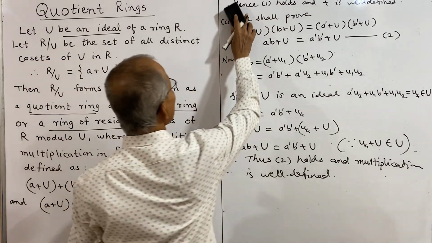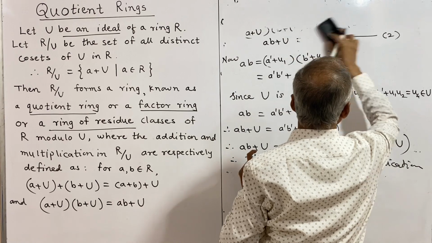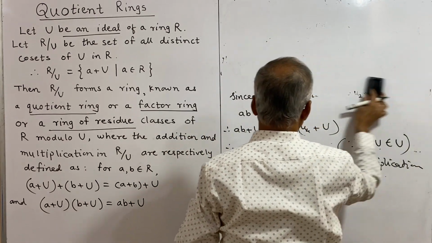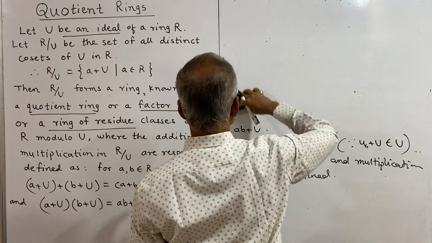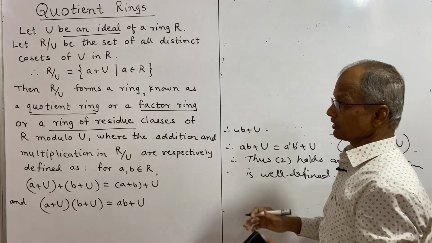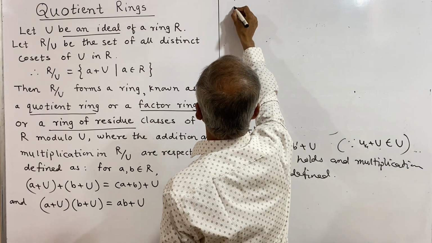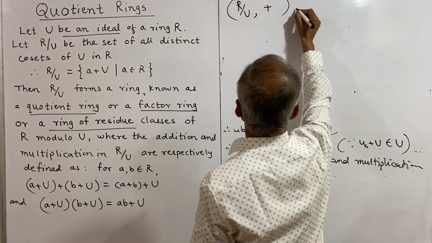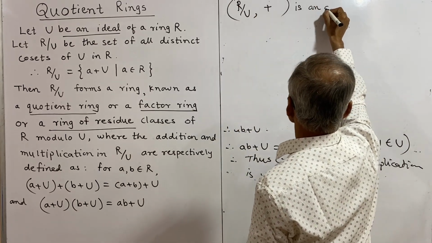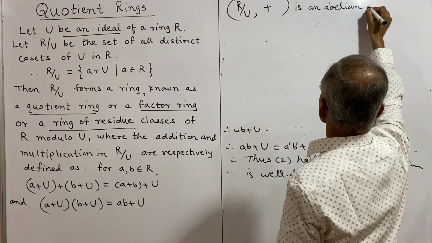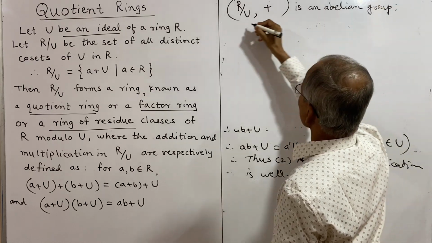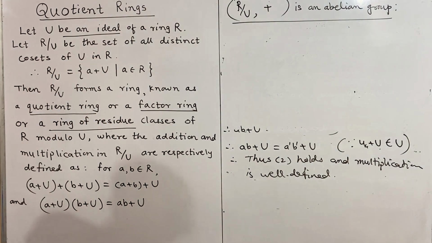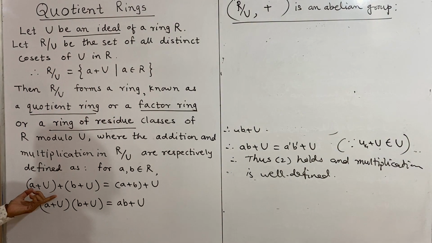So we shall now show R by U is an abelian group under this addition. And these axioms are easy to check. All the 8 axioms of ring structure can now be checked. Next, R by U with addition operation is an abelian group. And what are the necessary properties or axioms of an abelian group? Closure.